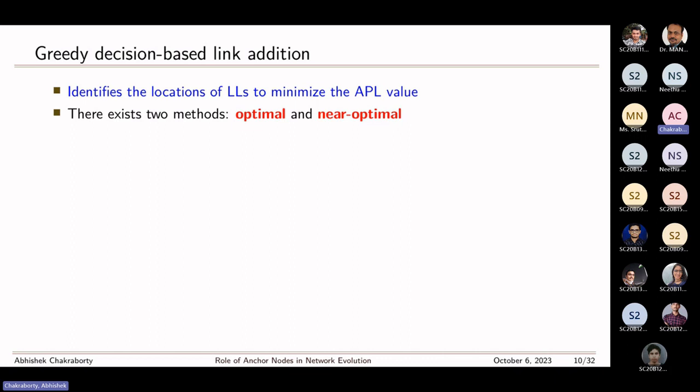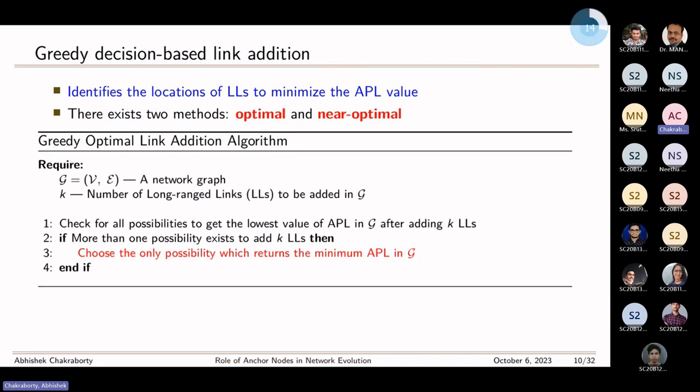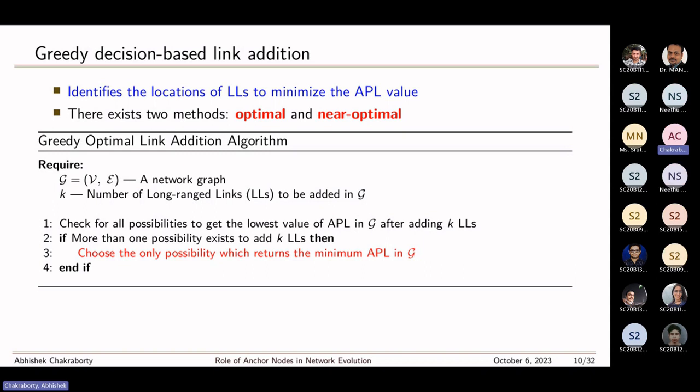Now there are these two methods. One is optimal decision based link addition. Another is near optimal decision based link addition. So what is the difference between these two? Let us see the algorithm, then it will be clear. So this is the greedy optimal link addition algorithm where we are adding KLLs all together that will minimize the average path length value in a graph.